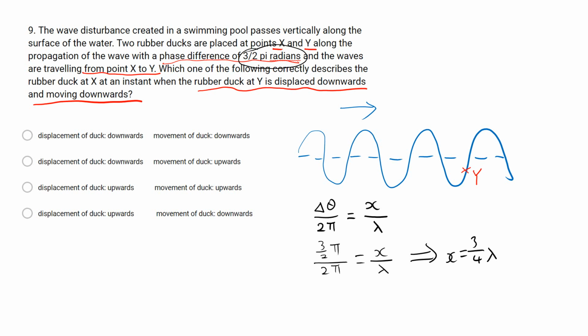So a possible position for a rubber duck at x is 3/4 wavelengths to the left of y. And hence, we can identify that this particular position is a possible position for rubber duck at x. This identified position is above the equilibrium position, and therefore the displacement is upwards. At the same time, since the wave is traveling to the right, you expect this x position to shift down the next instant, and therefore at the instant, the motion is actually in a downwards direction. Hence, option 4 is our answer.